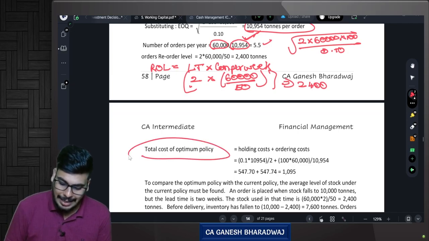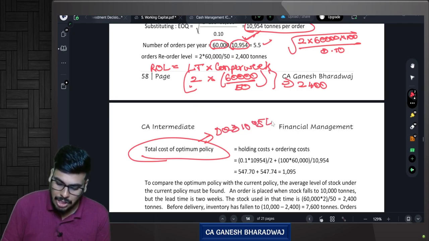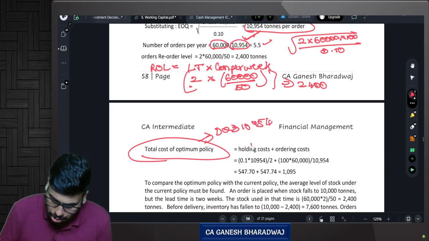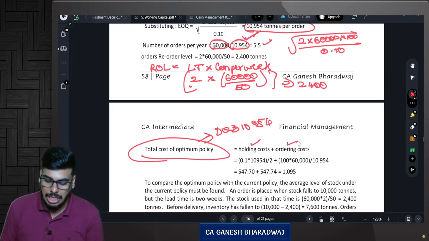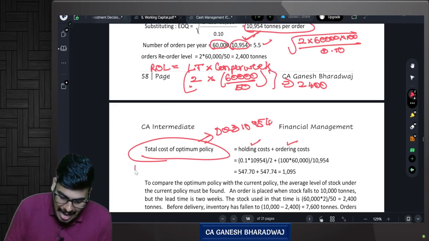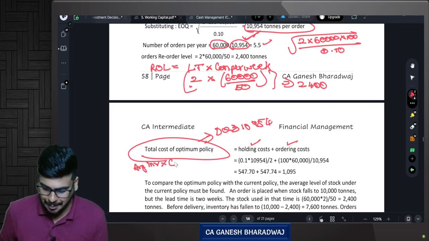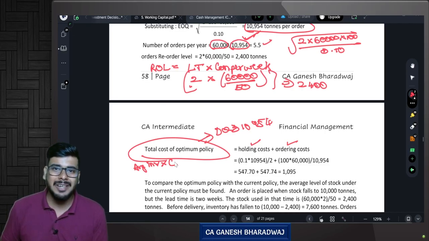So the total cost at optimum policy means what? If your order quantity is at EOQ, that is 10,954, so what is your total cost? Total cost is holding cost plus ordering cost. So what is your holding cost? Holding cost is nothing but average inventory into C, that is carrying cost per unit per annum. Yes or no?